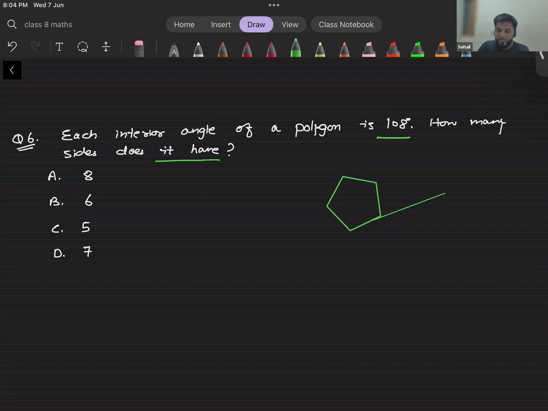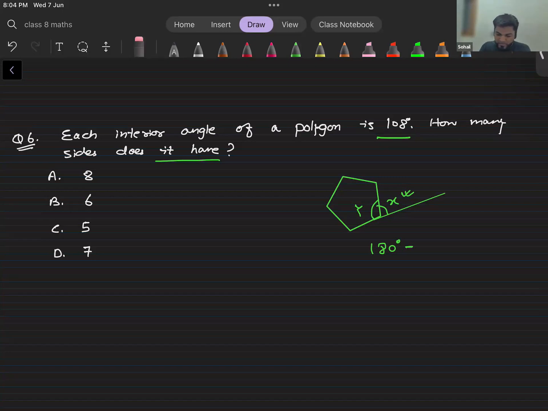So first you need to find the exterior angle. Let's say this is x, or let's say this is y. So from the interior angle you will find out the exterior angle x here. Then from 180 degree you will subtract this value. Then you will be getting the exterior value.